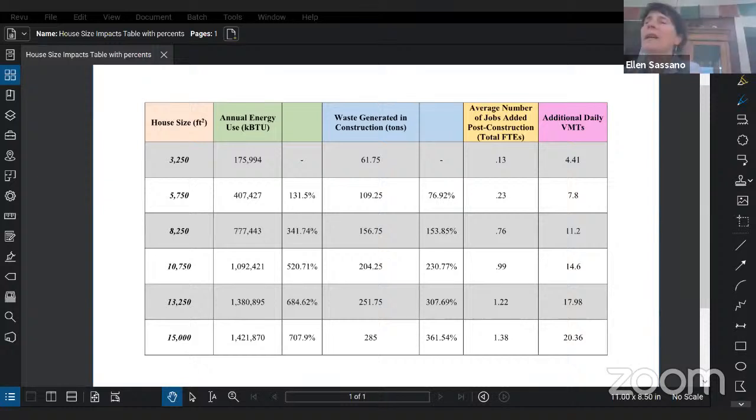And then I was just going to ask Zach to clarify. I think the column on the far right is vehicle miles traveled. Is that right, Zach? It's vehicle miles traveled that are added by that development. Thank you.